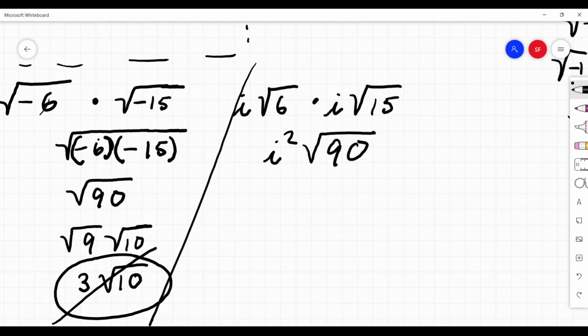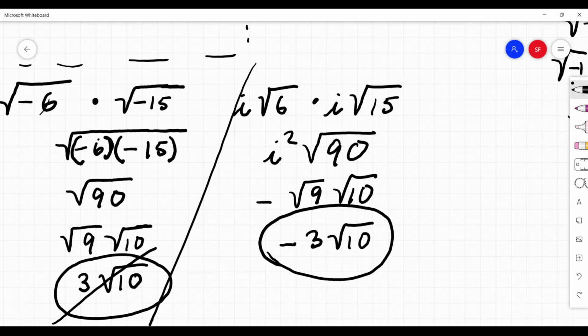How would you get a negative answer? That's how, because of the i squared. What's i squared? Negative 1. So this is negative square root of 9 times the square root of 10, right? We jump straight to there because we already did it. So we end up with negative 3 times the square root of 10. The moral of that story is if you have a negative under the square root, you have to deal with it first.